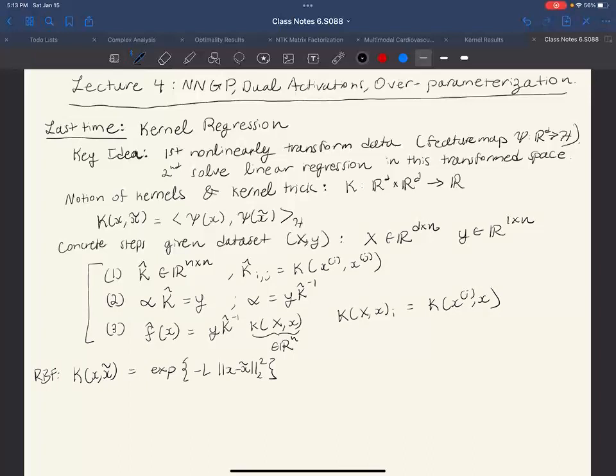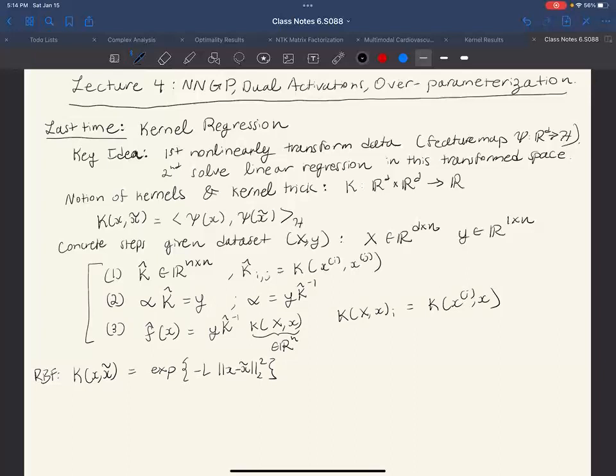Of course, in the second problem set, one of the exercises asks you to think about how to construct a feature map for the space, but we'll actually go over an example of this in this lecture that arises naturally from neural networks.